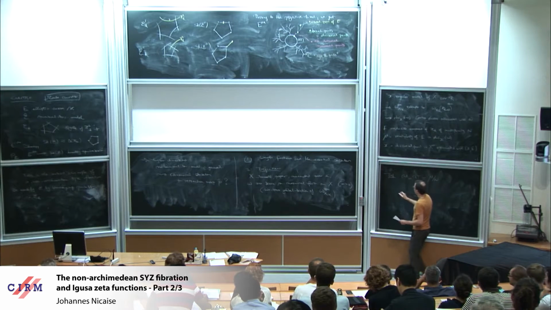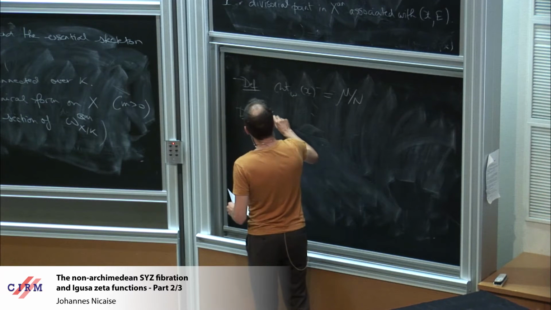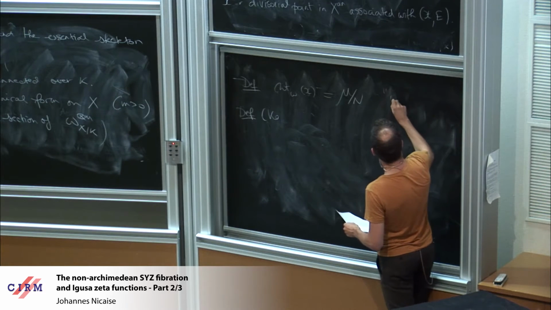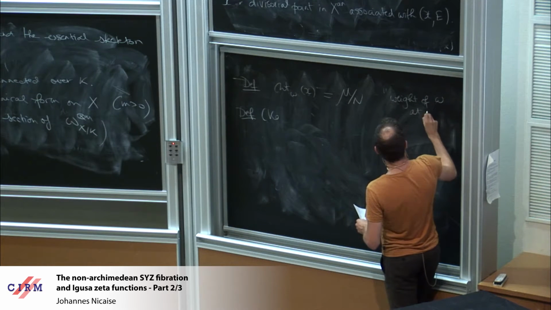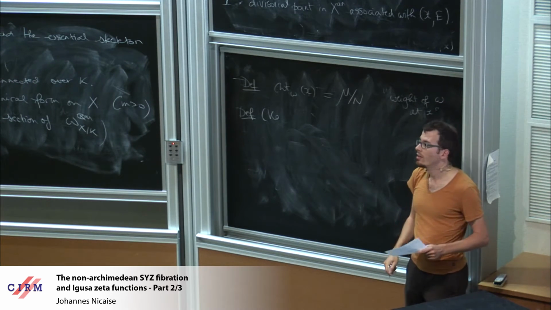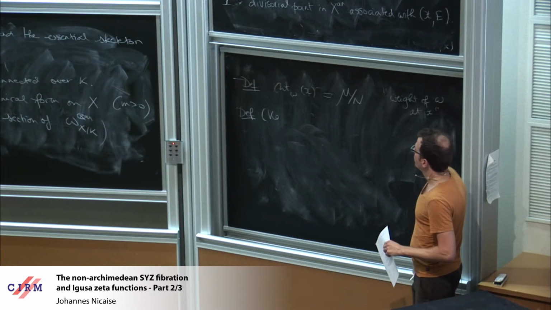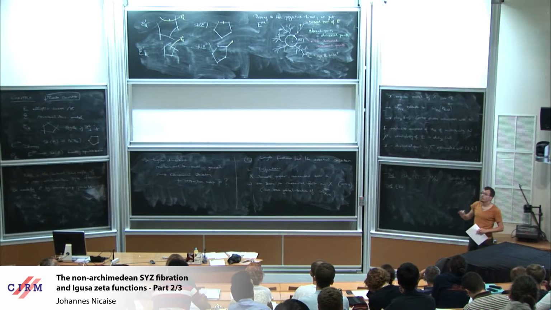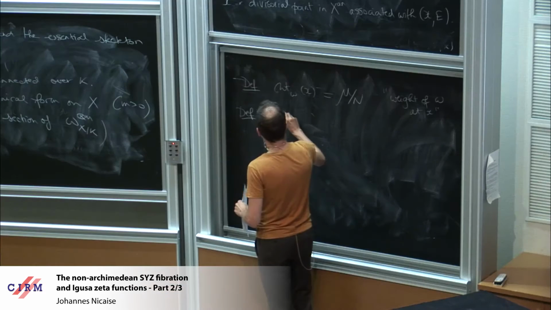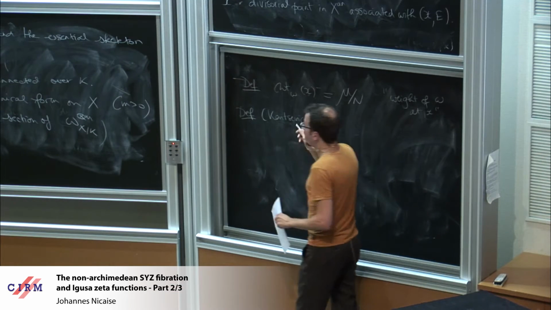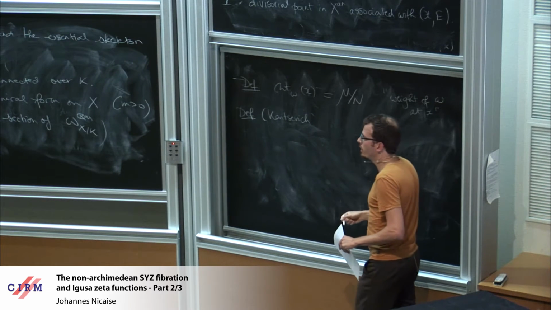And now Kontsevich and Soibelman introduced the following definition. Sorry, the weight of omega at x. Omega is a rational section. I've just assumed that it's a... That's right, that's right. So omega is a regular section of the pluricanonical line bundle on the generic fiber, but it may have poles along the special fiber.